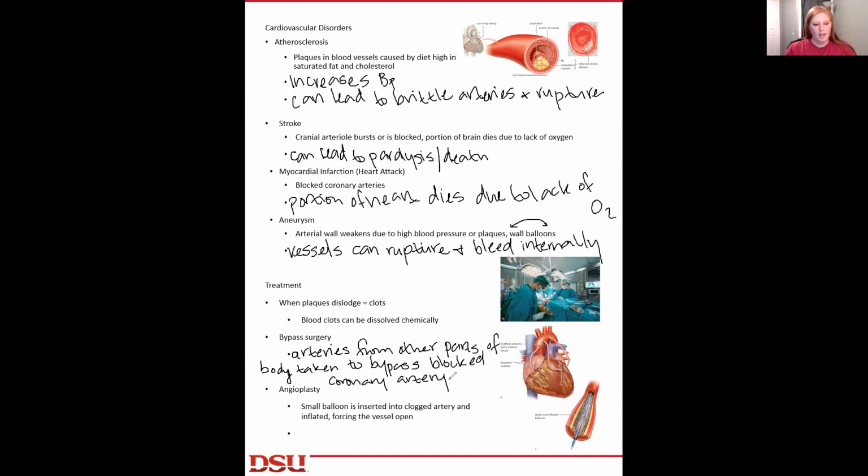Okay, angioplasty. This is what I thought she was going with the aneurysm. But angioplasty is a small balloon that's inserted into a clogged artery, and it's inflated, and so it forces that blood vessel to open up again to let the blood flow go through.